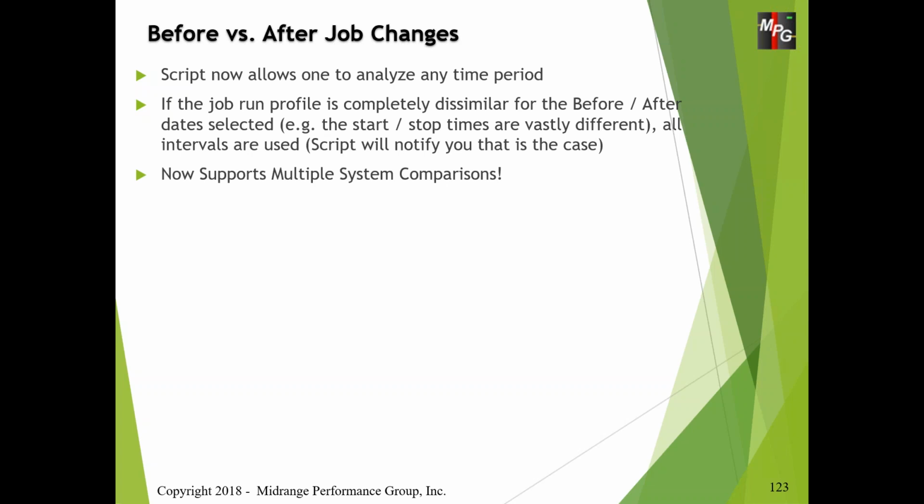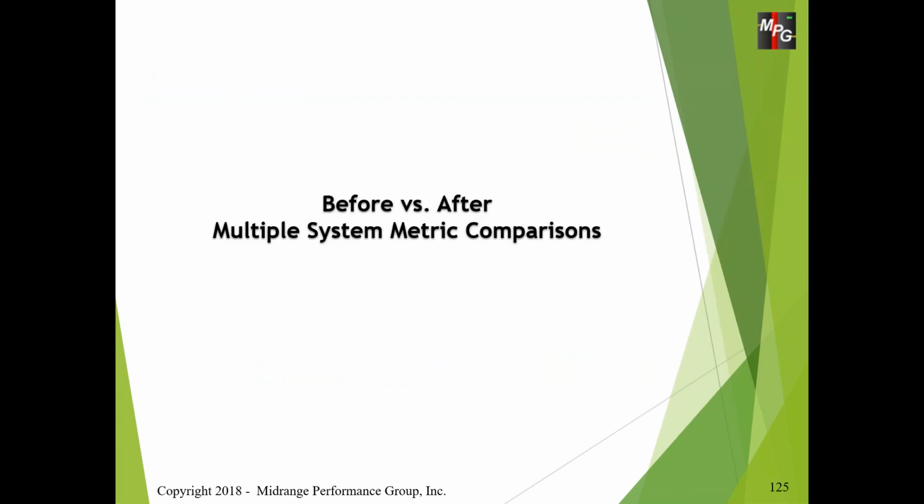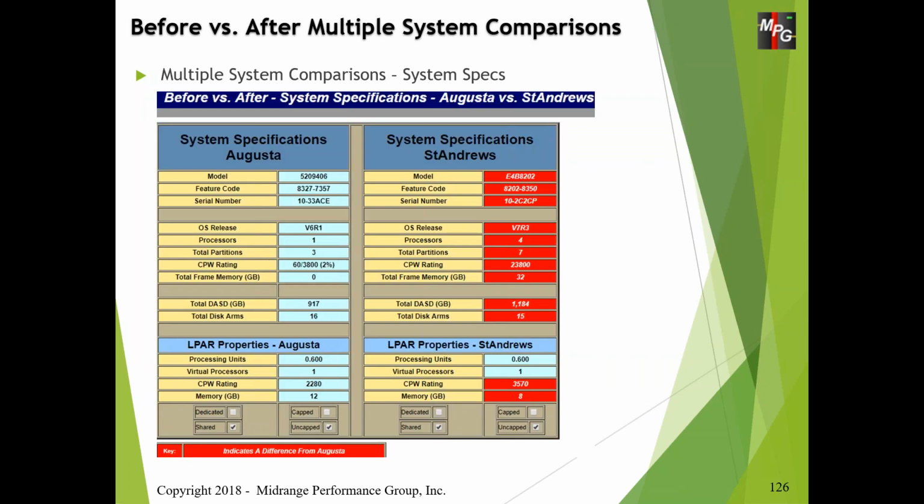We now support multiple system comparisons. So how the job ran on system A versus system B. Here's just showing you the new and bigger clean format. Look at that, how the job ran differently on the after date, and we're going to show you obviously job metrics, but here's a great capacity planning example where we're looking at CPW. Before versus after, now that was before versus after job.